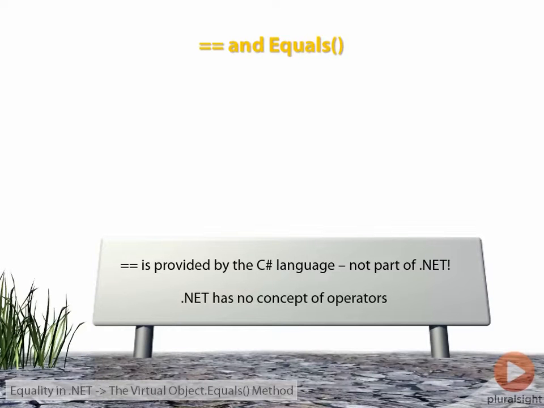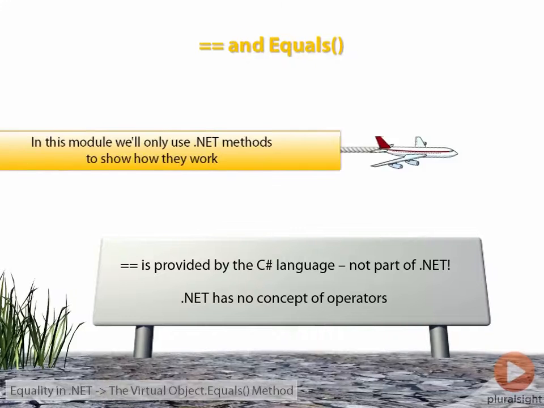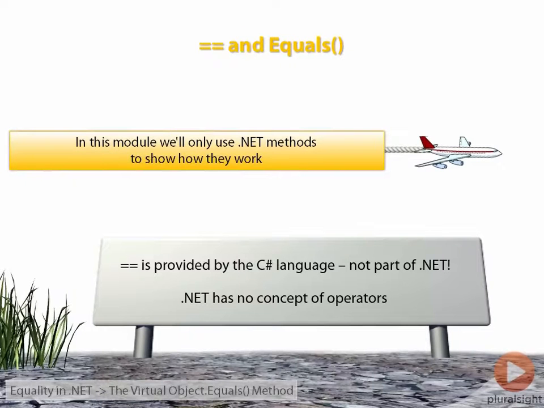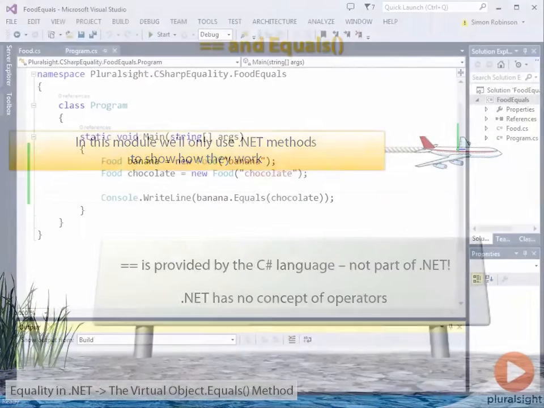Indeed, the .NET framework has no concept of operators. .NET works with methods. If we want to understand how equality works in .NET, then we need to start with the things that the .NET framework understands. For that reason, I'll only be using .NET methods in this module, for the most part, so you can see how they work. That means some of the code in this module will look a bit unnatural, but as I mentioned earlier, we'll cover the C# equality operator in the next module.